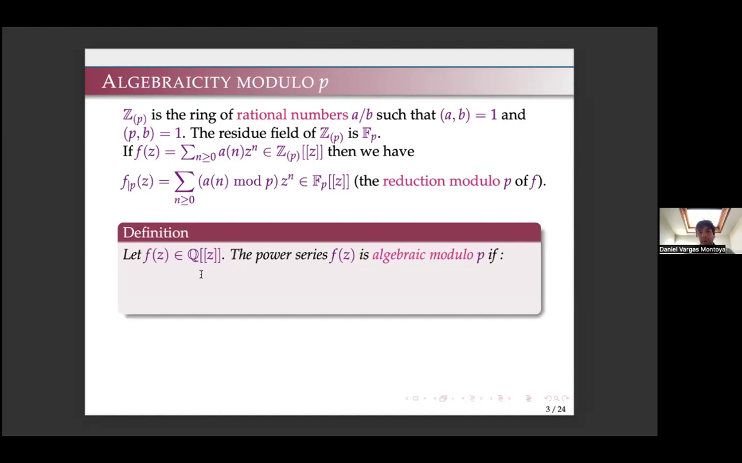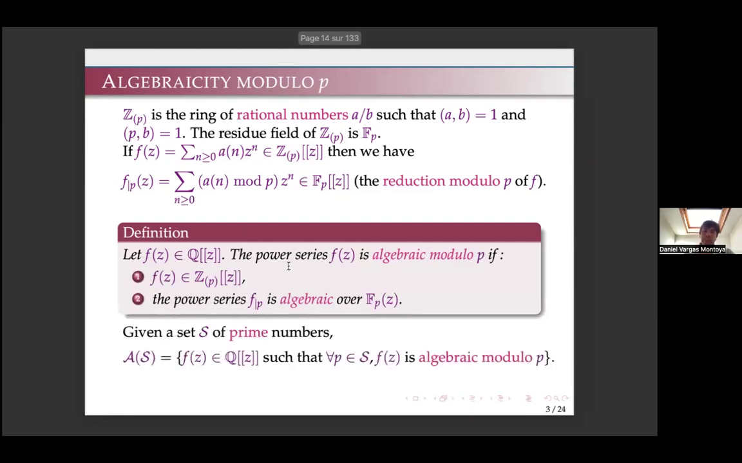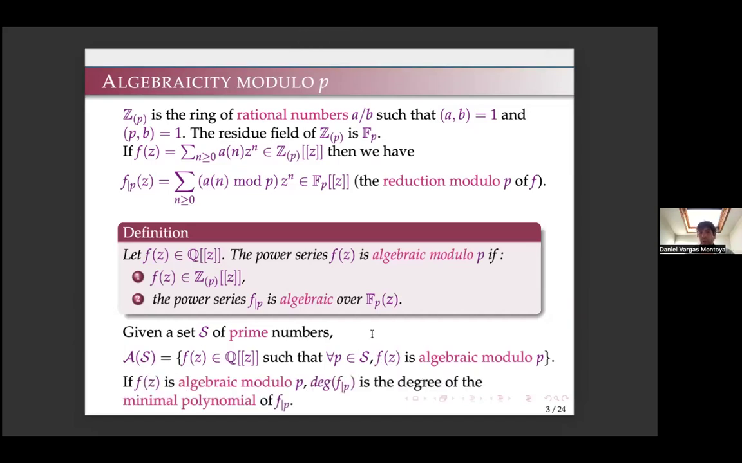So here is the definition. We take a power series with coefficients in Q. We say that F is algebraic modulo P if, first of all, we can reduce it modulo P, and the reduction is algebraic over F_P(z). Given a set S of prime numbers, A_S is the set of power series such that for all P in S, F is algebraic modulo P. It means we can reduce F for all P in S, and the reduction is algebraic over F_P(z). Now, if F is algebraic modulo P, we denote deg F modulo P the degree of the minimal polynomial of F modulo P. In other words, it is the algebraicity degree of F modulo P.